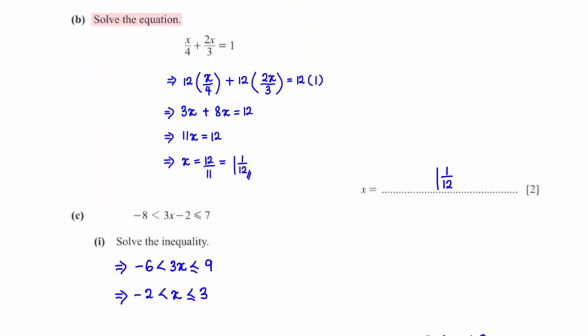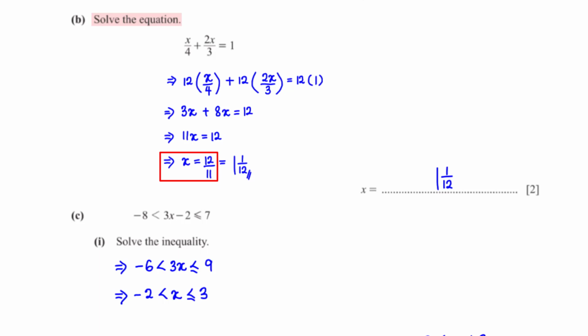Solve the equation x over 4 plus 2x over 3 equals 1. The LCM here is 12, so let's multiply through the equation by 12. 12 times x over 4 is 3x. 12 times 2x over 3 is 8x, and 12 times 1 is 12. 3x plus 8x is 11x. When we divide both sides by 11, we get x equals 12 over 11.